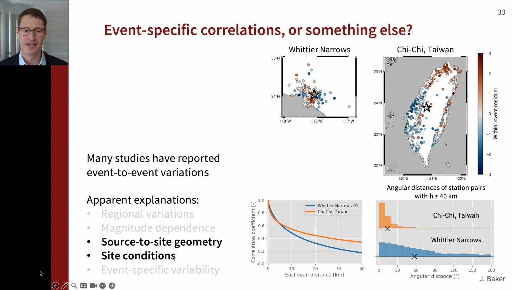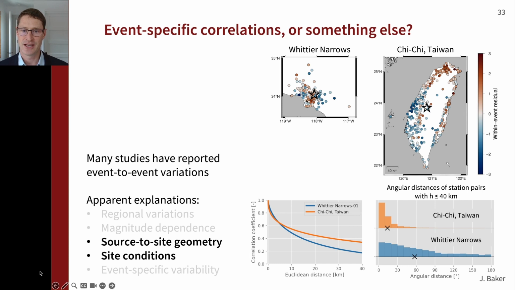So we saw that in the New Zealand empirical data, and those were the predictor variables that we fit into this global model. And thinking about Whittier Narrows and Chi-Chi specifically, I think there's quite a bit of source to site geometry effect here. So you can see that in Whittier Narrows, the stations tend, and these are both on the same spatial scale, by the way, these two maps.